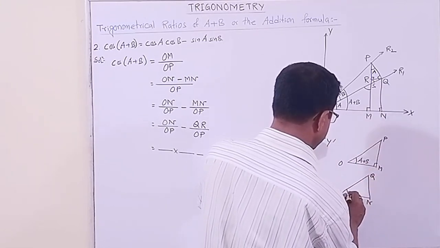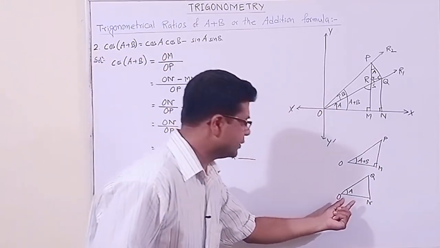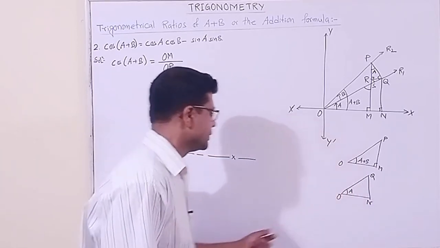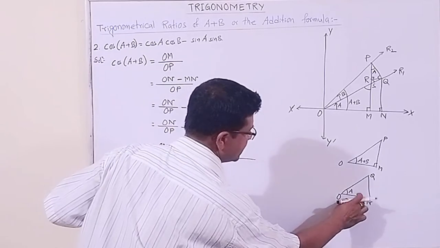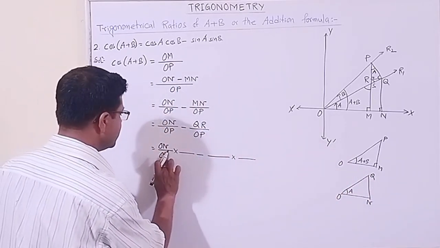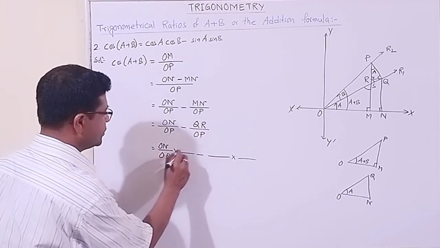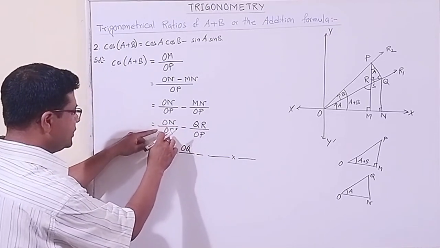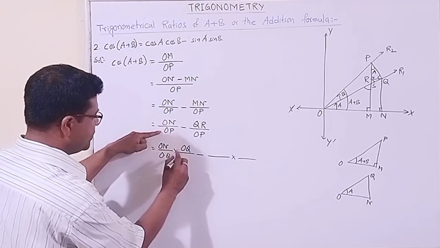This is angle A. So here we have to get cos. This is the base. How will we get cos? Base by hypotenuse. So if ON is the base, then the hypotenuse is OQ. Here we have divided by OQ, so we have to multiply by OQ. So ON we have written, OQ we have divided and multiplied, then OP is left.